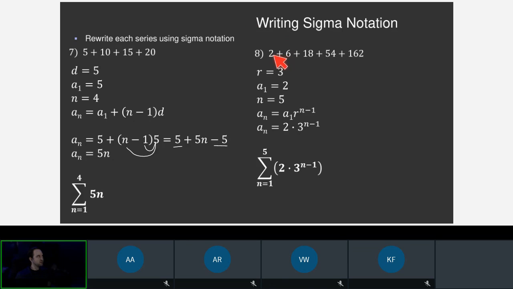Looking at this one here, 2, 6, 18, 54. See, this one I couldn't do in my head. For the geometric ones, you probably have to do it this way, unless your brain is bigger than mine.